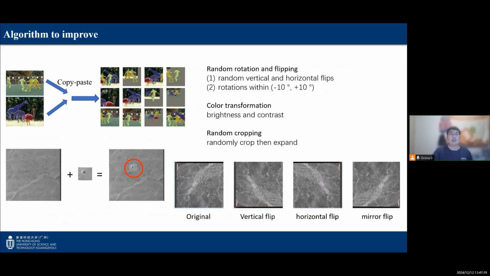One strategy is copy-paste, which was proposed by Google for data augmentation in segmentation tasks. In tile inspection, due to the extremely small proportion of defects in the original image, it can cause a significant imbalance between positive and negative samples. Therefore, copy-paste can help alleviate this problem. Due to its need for pixel-level annotation, it's not directly applicable to detection tasks.